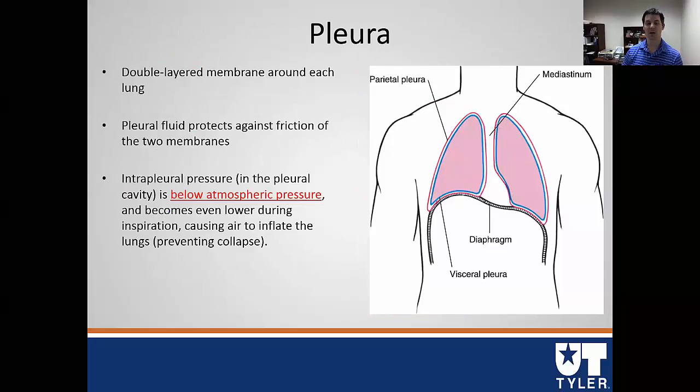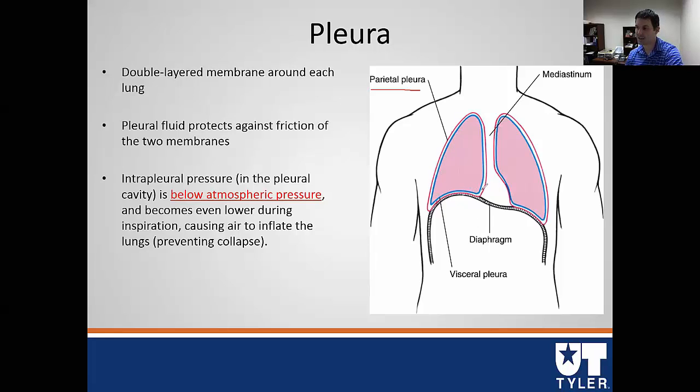Last but not least, as we talk about the structure of the lungs and how gas exchange is going to take place, we need to introduce the idea of pleura. The lung has a double-layered membrane around each lung. These are termed pleura. These are fluid-filled sacs that protect against friction between the two membranes. We'll see we have two pleura. First is the parietal pleura. This is on the outside. It lines the thoracic walls and the diaphragm. And then we have the visceral pleura. This is important because it adheres to the outer surface of the lung.